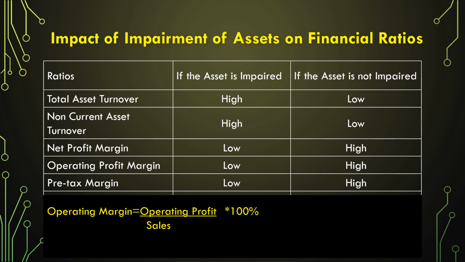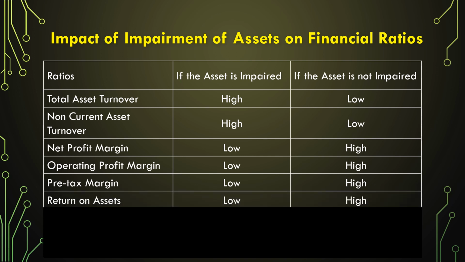Due to the low value in the profit figure, the operating profit margin and pre-tax margin are lowered when there is an impairment. Without an impairment, these profit figures are increased. As a result, operating profit margin and pre-tax margin are higher without an impairment.